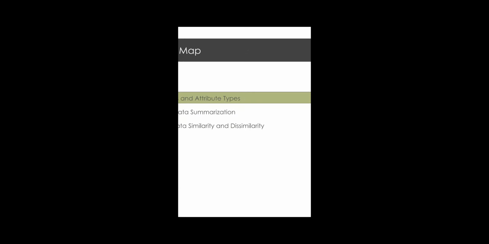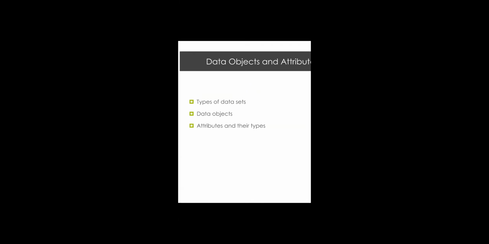See here, this diagram shows the data objects and attribute types. That is the type of data sets, data objects, attributes, and their types.